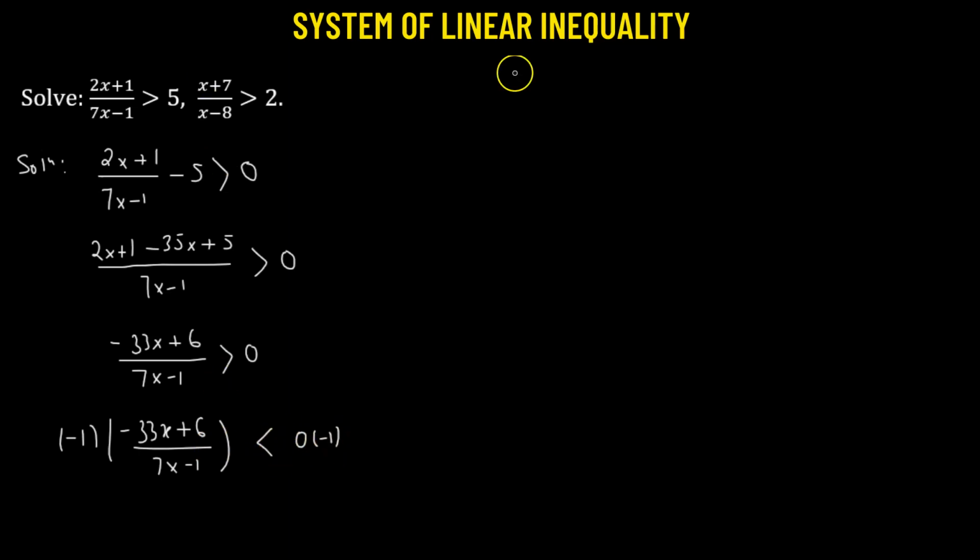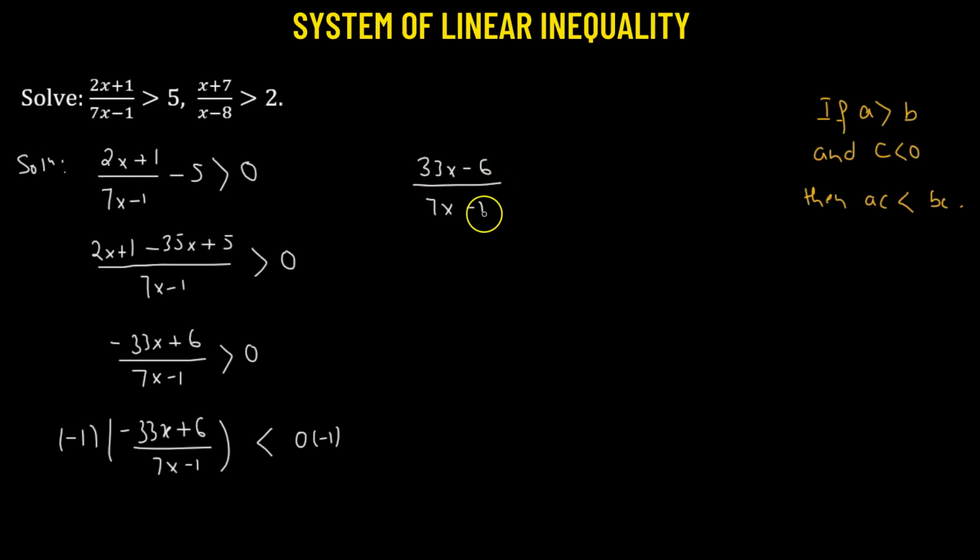Here we are using the fact that if we have two numbers a and b, with a greater than b, and we also have another number c, which is a negative number, c less than 0, then if we multiply a with c and b with c, the sign of the inequality changes. That means ac will become less than bc. We'll use this fact, and this gives us (33x - 6) divided by (7x - 1), which is less than 0.